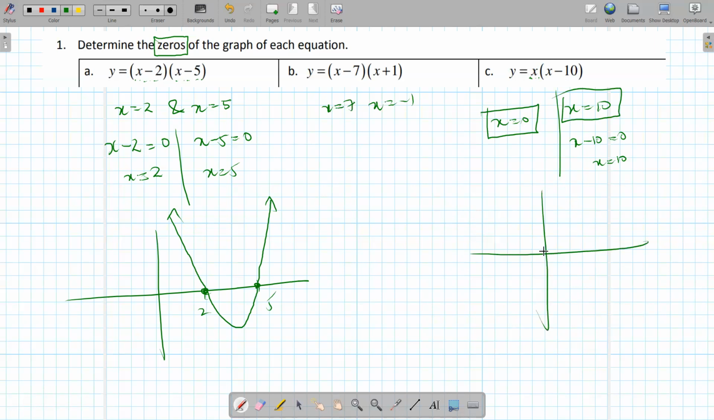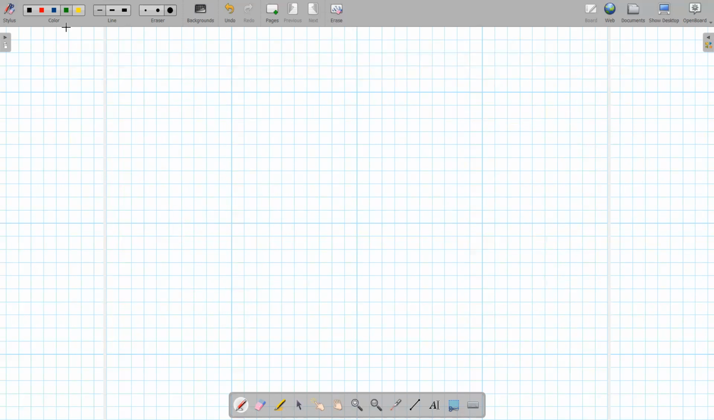So it looks something like this. It's going to go through 0. It's going to come down through 0. And then it's going to loop back out through 10. There you go. Okay? You just flip the signs, or if you can't, you just set them equal to 0. It's not always going to be that easy, though.